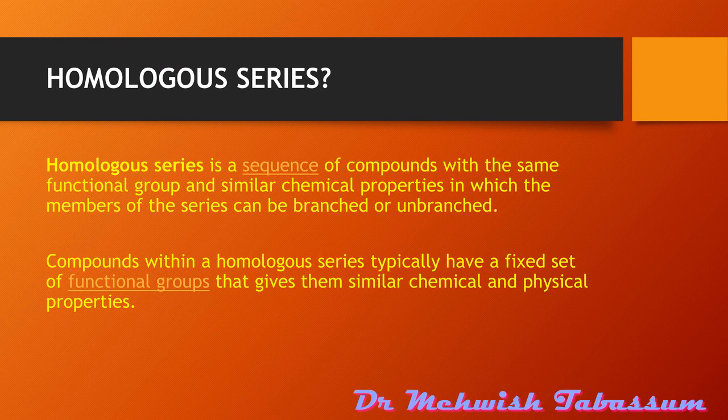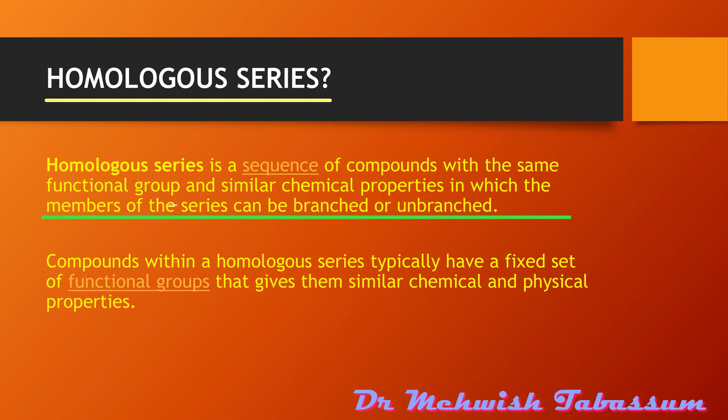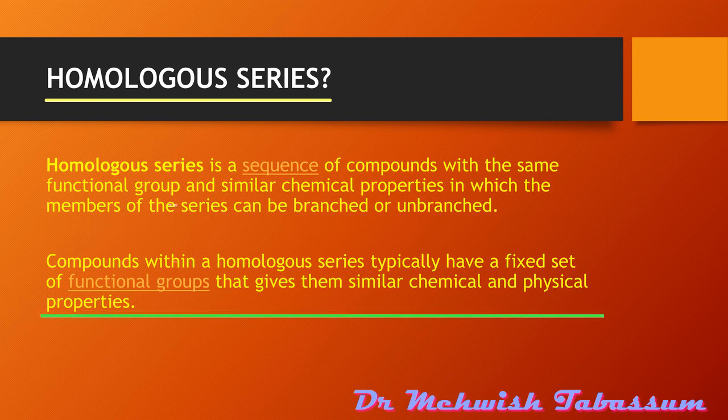Besides the classification of organic compounds, there is a specific term that is used for alkane, alkene and alkynes, that is homologous series. Homologous series is a sequence of compounds with the same functional group and similar chemical properties in which the members of the series can be branched or unbranched. Compounds within a homologous series typically have a fixed set of functional group. A functional group is an atom or a group of atoms which give that compound a specific property and identity.